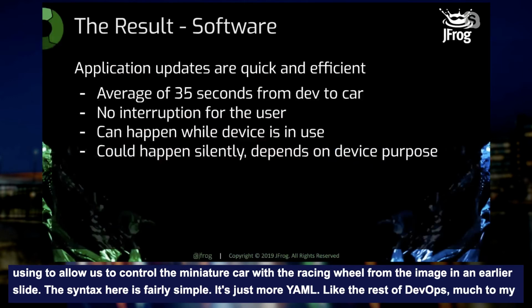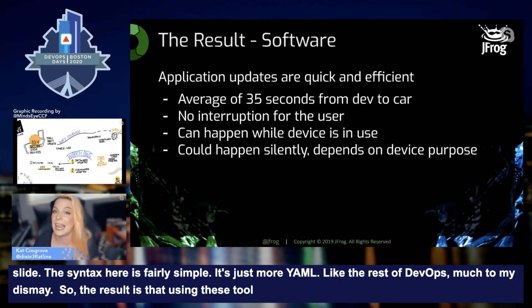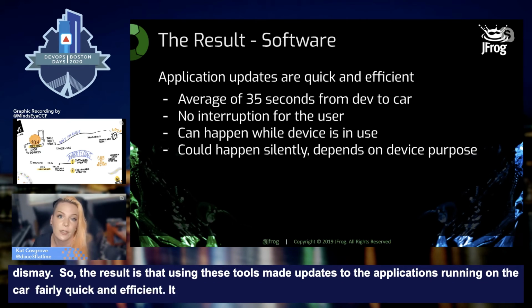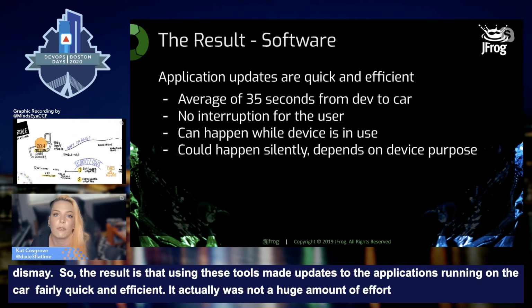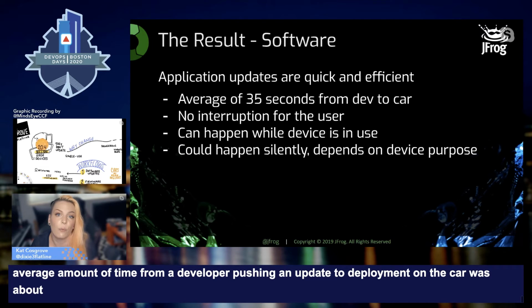So the result is that using these tools made updates to the applications running on the car fairly quick and efficient. It actually was not a huge amount of effort to build this out. The average amount of time from a developer pushing an update to deployment on the car was about 35 seconds, with 0 interruption to the user at all. It can happen while a device is in use.